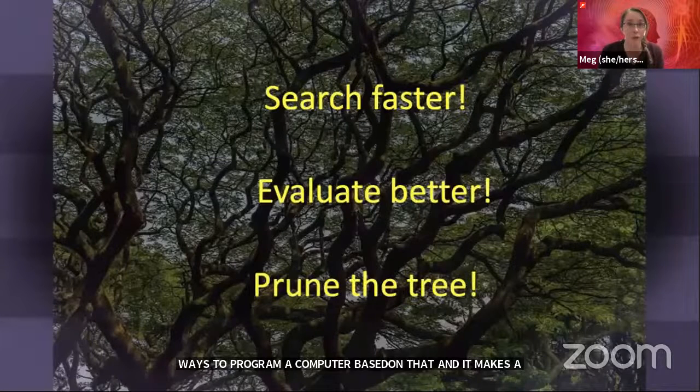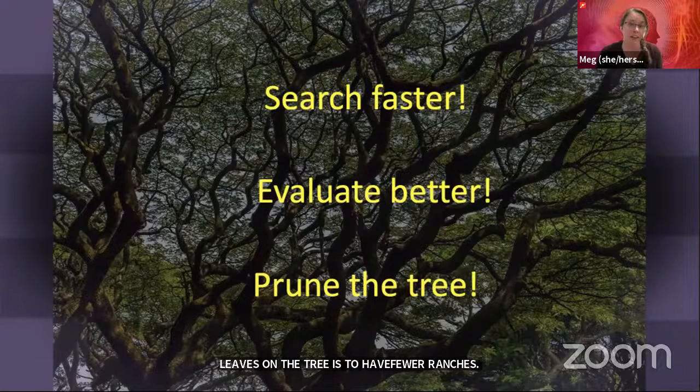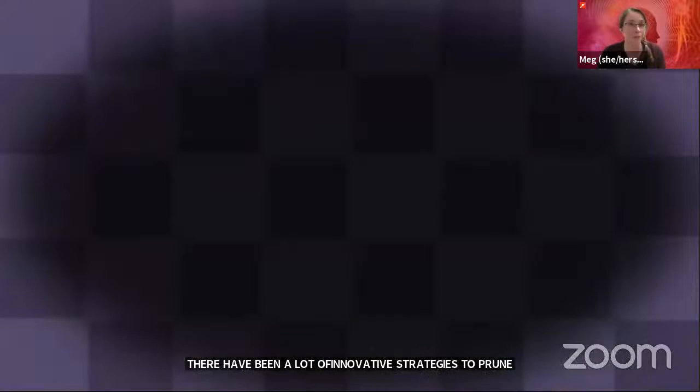And finally, another way to get faster at evaluating all of the leaves on the tree is to just have fewer branches. And there have been a lot of innovative strategies to prune the tree and ignore whole branches that aren't likely to be very helpful. So with these constant improvements, computer chess has gotten better and better.